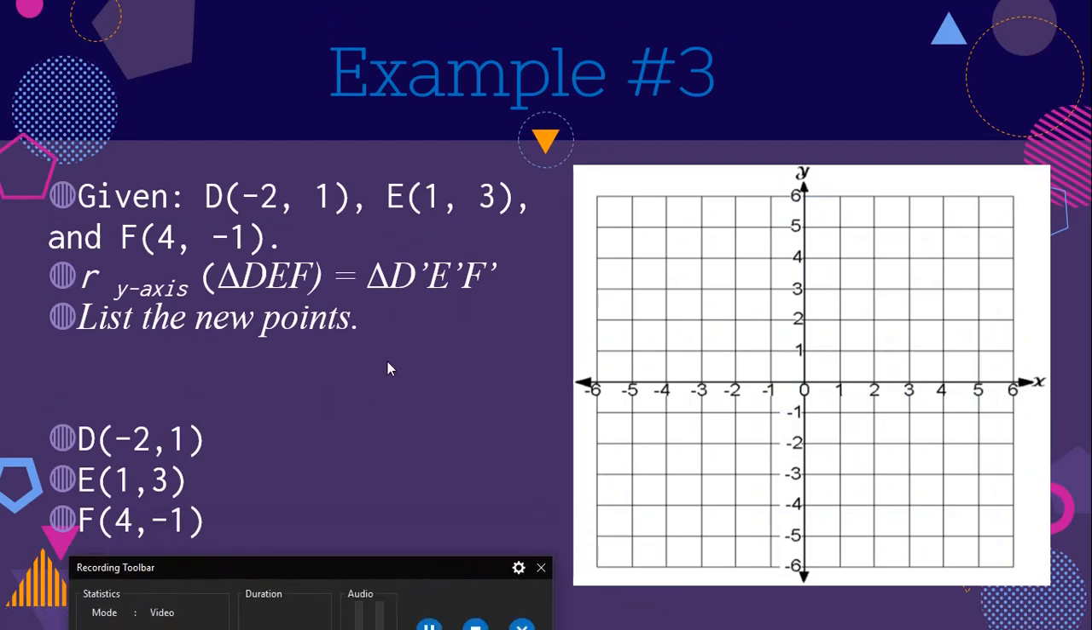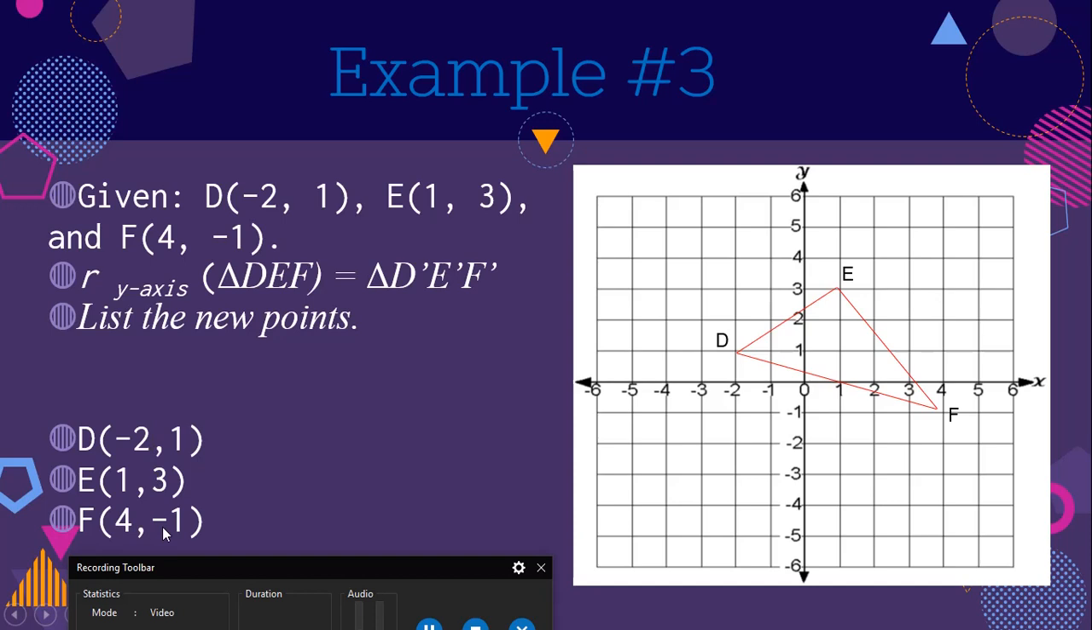In example number 3, we're given 3 points, D, E, and F. If you'll take a minute and graph that with your straight edge and label your vertices. We're going to reflect triangle DEF in the y-axis. So let me graph my triangle. You'll see that it's lying across the y-axis, so I already know that the image is going to overlap my pre-image. We're going to put our full mapping down.